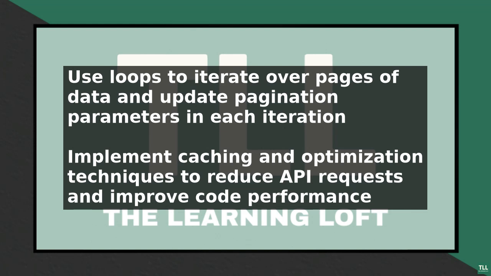By following these steps and best practices, you can effectively paginate Bill.com API documentation and improve the performance and scalability of your applications. Remember to always review the API documentation for specific guidance on pagination and to test your code thoroughly to ensure it works as expected.